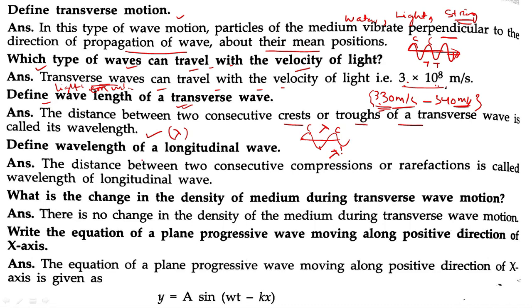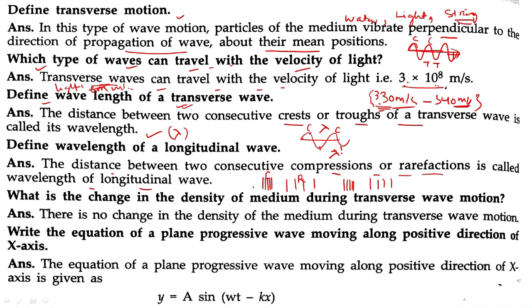Next, define wavelength of a longitudinal wave. Similarly, the distance between two consecutive compressions or rarefactions is called wavelength of a longitudinal wave. This is the compression part and this is the rarefaction part. Rarefaction means particles are rarely present, and a compression means that the density of particles is high, pressure is high, and the particles are more compact. In the rarefaction region, the particles are loose, that means they are apart from each other, and there is low density of material. That's why there are compressions and rarefactions in longitudinal waves.